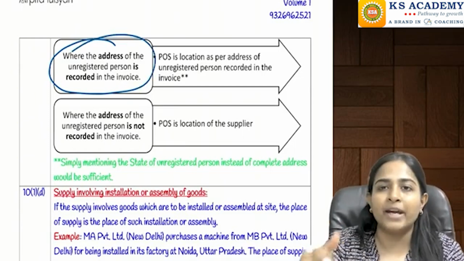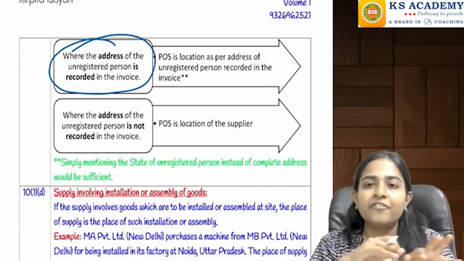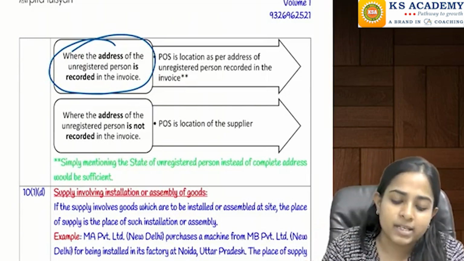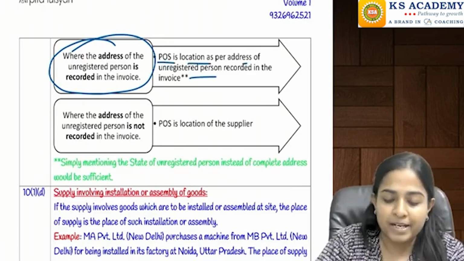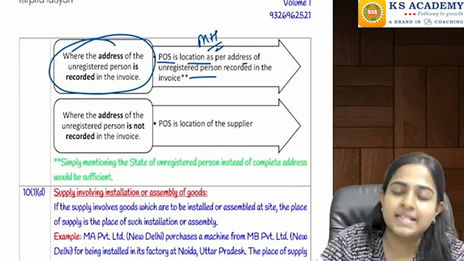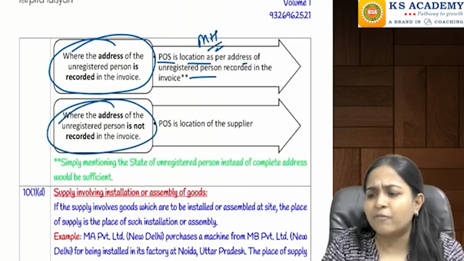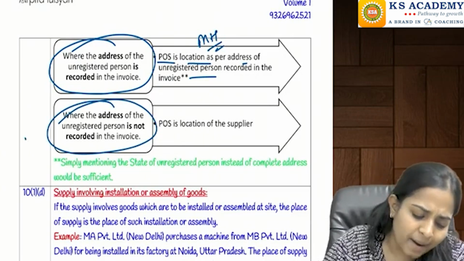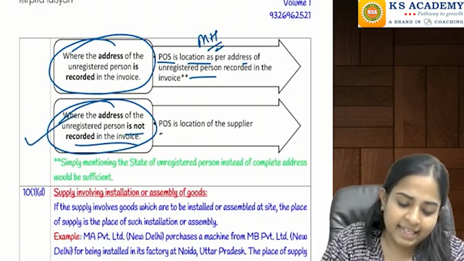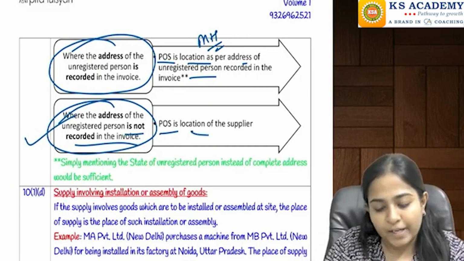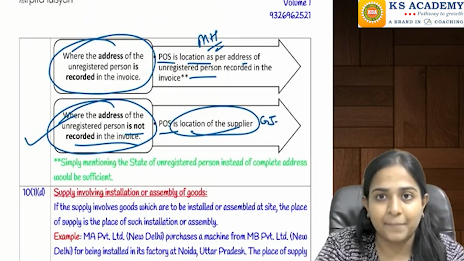When I am purchasing, if I say that I am from Maharashtra, and he writes Maharashtra in the invoice that he is giving, then the location is Maharashtra, and the place of supply is going to be Maharashtra. But where I am not telling him that I am from Maharashtra, that is, my address is not recorded in the invoice, then we are left with no other option. Then the place of supply will be the location of the supplier, that is Gujarat in our example.